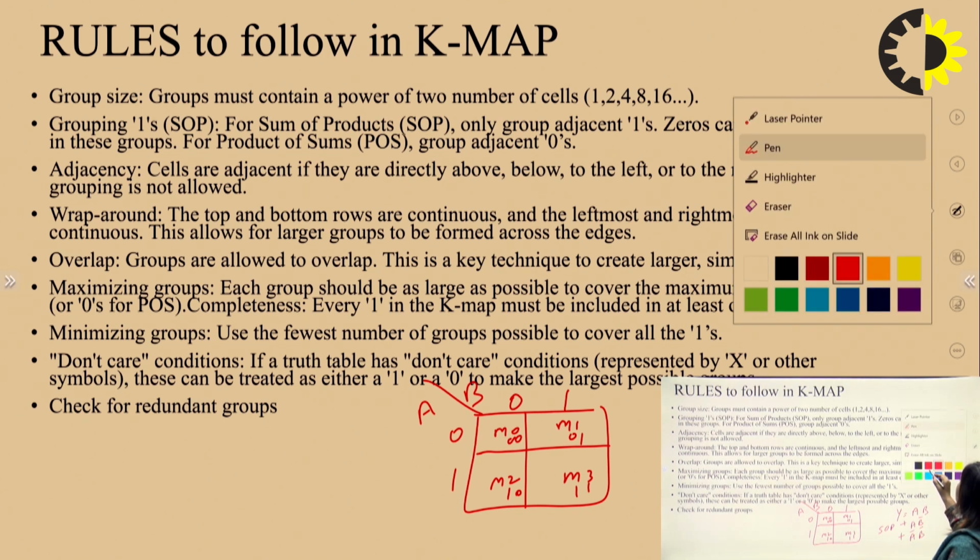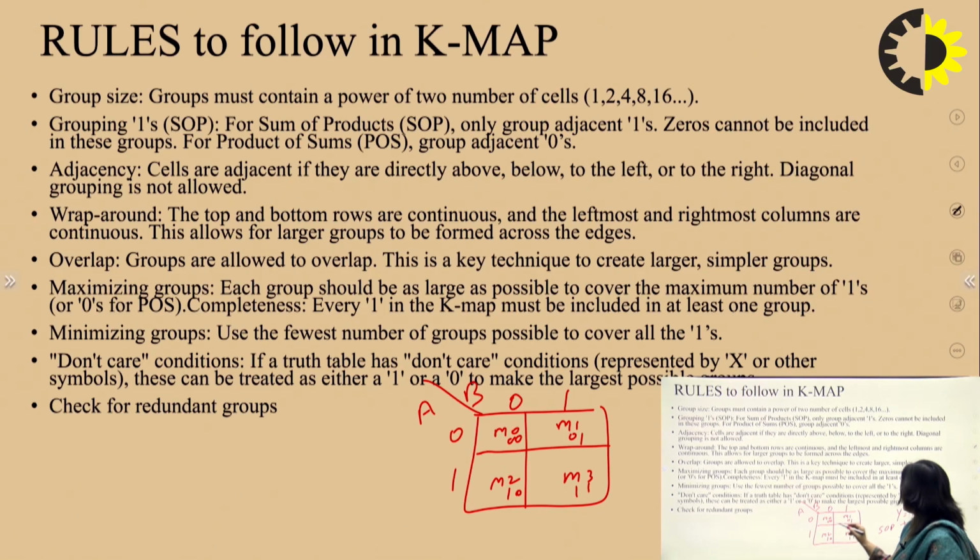Now we will put the values of this. AB means 1 and 1, so we will put 1 here. This a b bar means 1 0, so we will put 1 here, and for a bar b bar, this is 0 0, so we will put 1 here. Now we have put the value of all these minterms in the cells of this K-map.